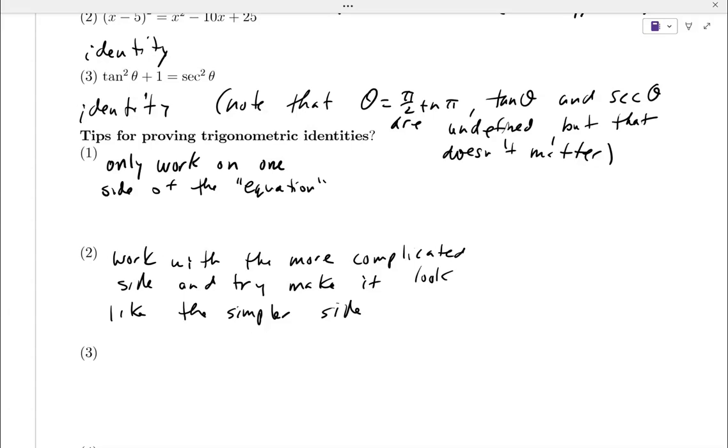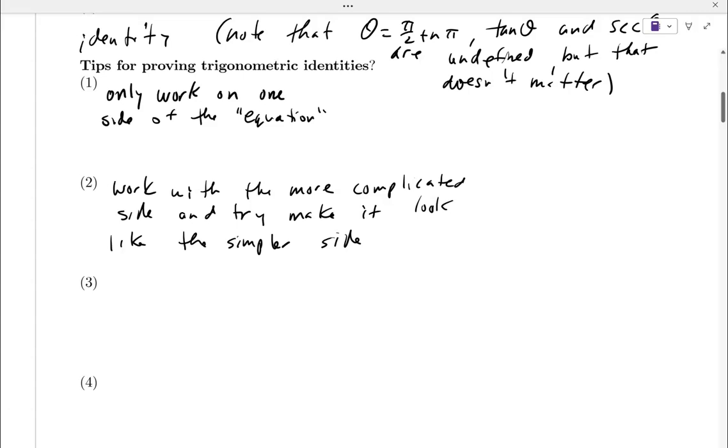The third one: substitute known identities for other expressions.